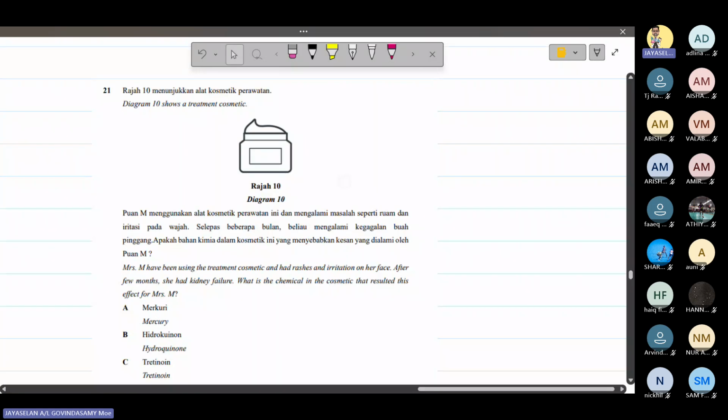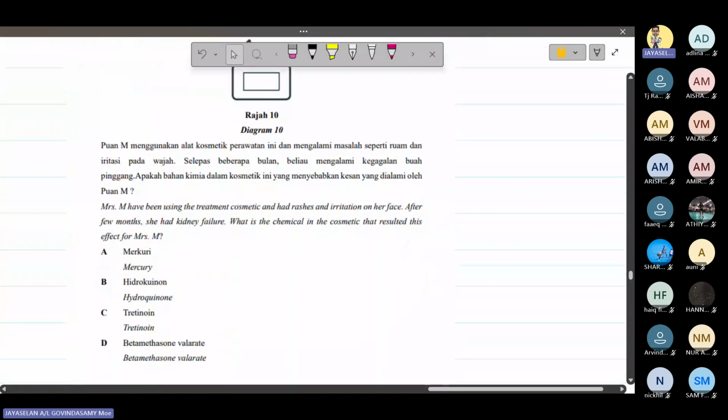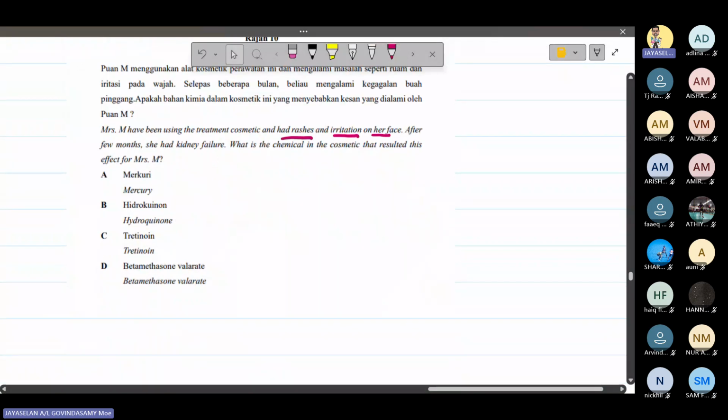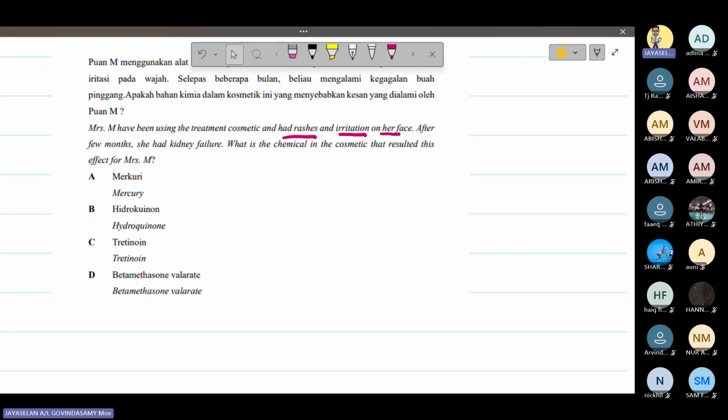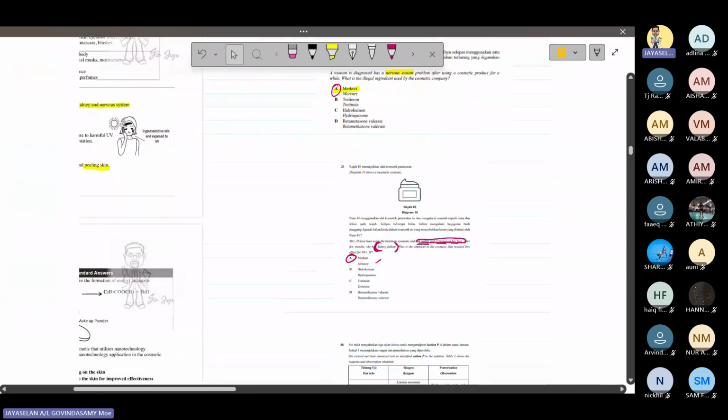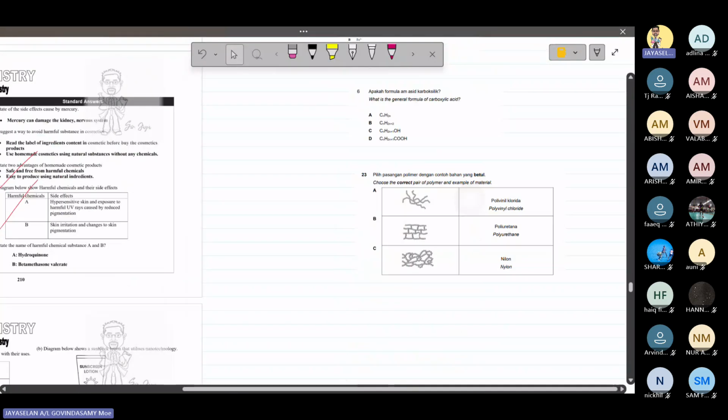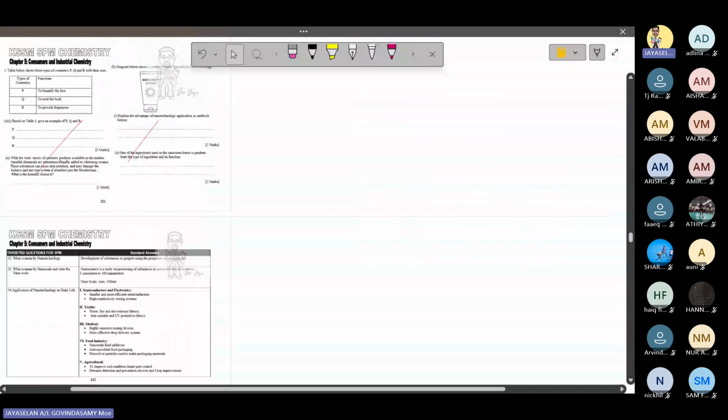Next one, this is cosmetic treatment. They put here rashes, irritation for the face. This one, what do you choose? Anyone? See, A here, mercury. See, always check. Oh, cannot. I was also confused just now. Which one is this? Kidney failure, mercury. Where is tretinoin? I was looking for one question. Where is the question? I forgot where the question is.